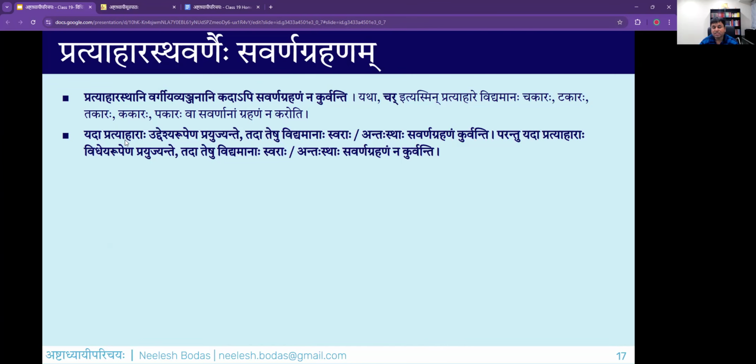As far as the Pratyahara is concerned, Uddesha Rupena Prayujjante Chet, Savarna Granam Bhavati, Videya Rupena Prayujjante Chet, Savarna Granam na kurvanti. So for the Antasthas, you still see the Savarna Granam over here. For the Vargiya Vyanjanas, you will not see the Savarna Granam. That's what the previous bullet was mentioning. And here, the Uddesha Rupena Vidhiyamanaha Swaraha, Nochet Antasthaha Savarna Granam kurvanti. परंतु विधेय रूपेण विधीयमानाः विधेय रूपेण प्रयुक्ताः स्वराः अंतस्थाः सवर्णग्रहणं न कुर्वन्ति. So the same rule as the previous one. If it is uddesha, savarnagranam will not happen.